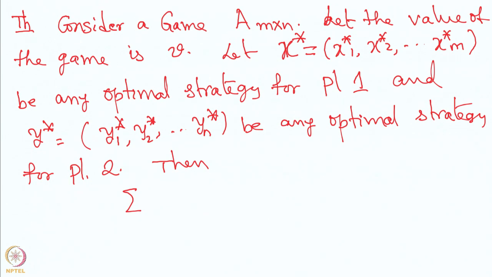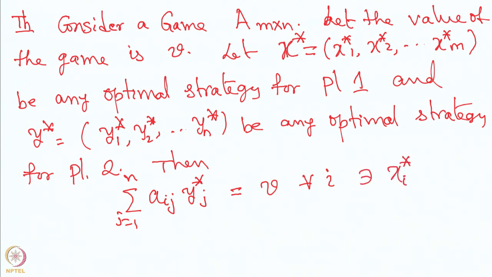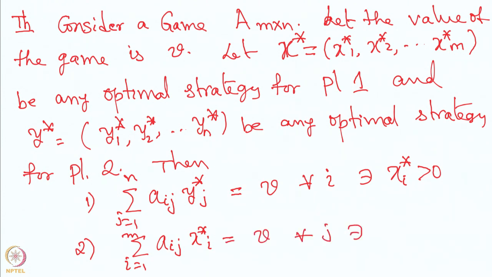Summation of A i j y star j, j runs from 1 to n, is nothing but v for all i such that x i star is greater than 0. Similarly, summation A i j x star i, i runs from 1 to m, is equal to v for all j such that y star j is greater than 0.